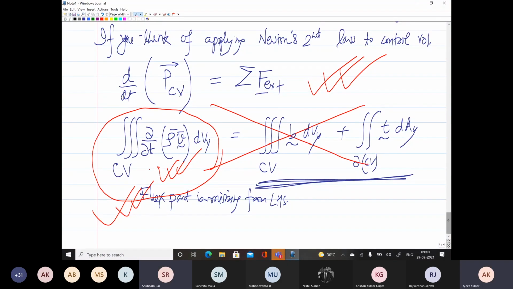Okay, I understand that what you're saying is that when you do del t of this thing over here, it is not giving you acceleration. It is simply the Eulerian time derivative, so it is not giving acceleration. I think that is what you're saying. Yes, sir. But this is the rate of change of linear momentum of the control volume, you'll agree with that, right? This is indeed the rate of change of linear momentum of the control volume. Yes, sir.